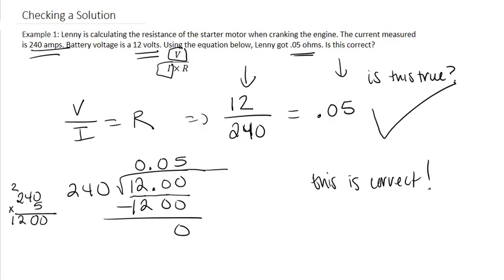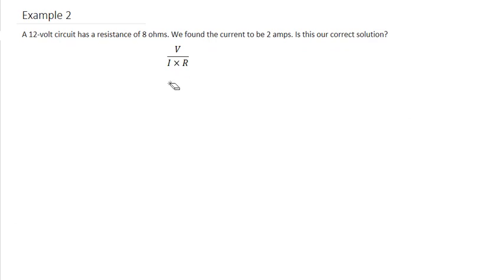So let's look at another example. Example 2. A 12 volt circuit has a resistance of 8 ohms. We found the current to be 2 amps. Is this our correct solution?